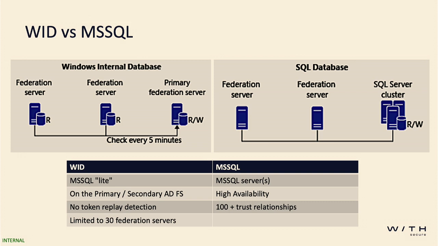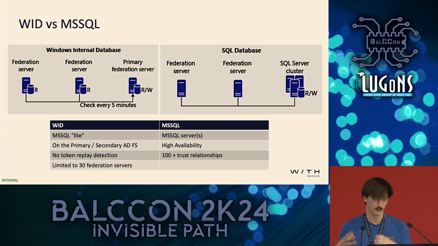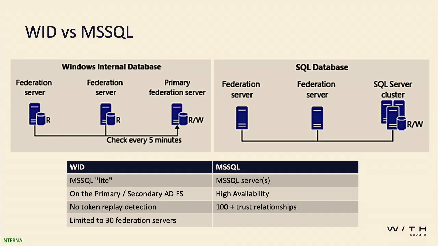So traditionally, there are two ways you can set up Active Directory Federation Services. There's WID, which is the Windows Internal Database. Think of it like Microsoft SQL Lite. It's much smaller, stays on the server itself. You can also use MS SQL servers for larger environments, traditionally 100+ trust relationships, so really big enterprise environments. It allows HA, so high availability. It does have some benefits compared to WID, like no token replay detection, that kind of stuff.